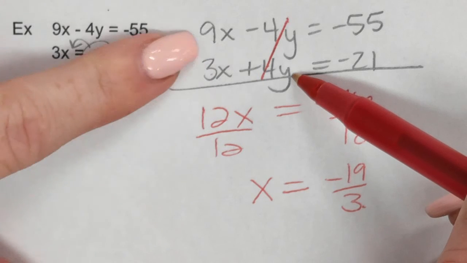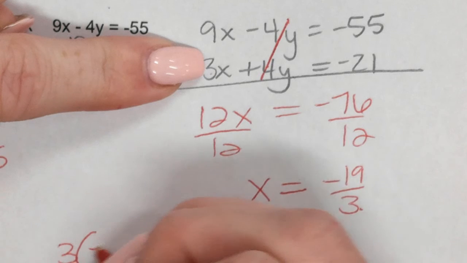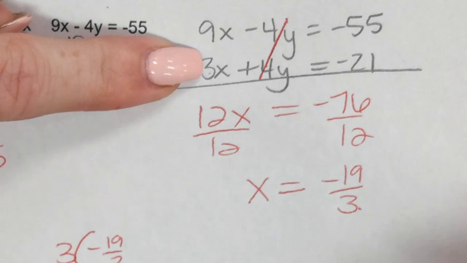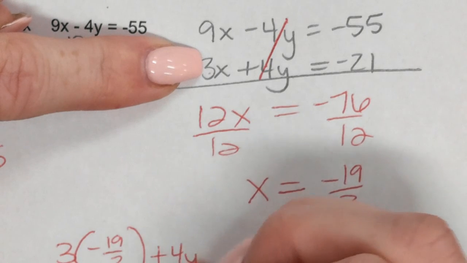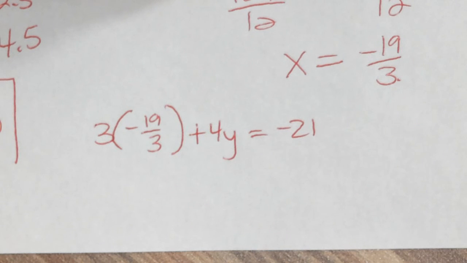I want to use the bottom one because it has the plus sign, right? So 3 times negative 19/3 plus 4y equals negative 21. Y'all can't see that. Okay, so I go to my calculator. 3 times negative 19/3 is negative 19.